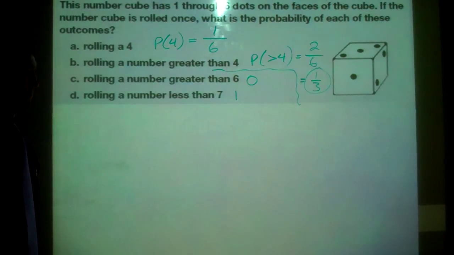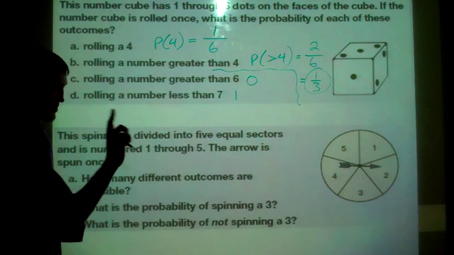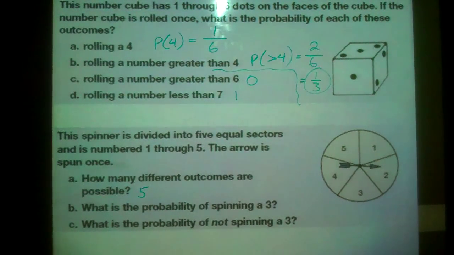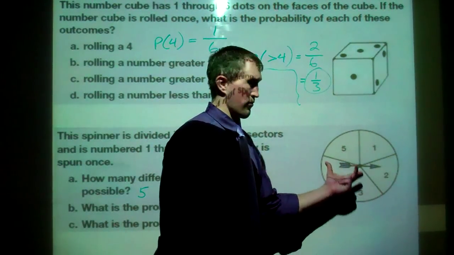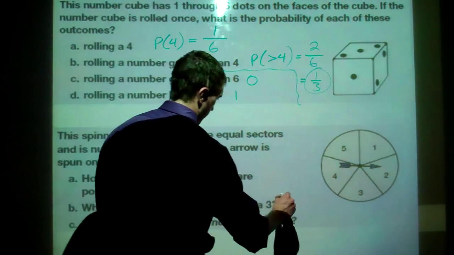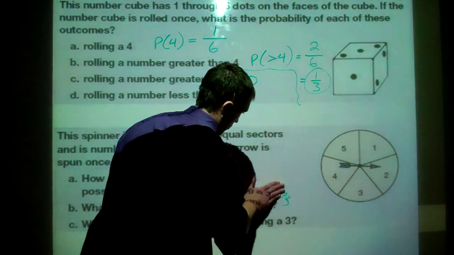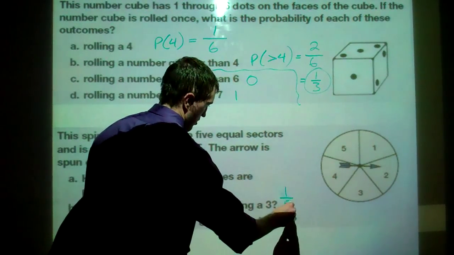And we'll look at our next one here. This spinner is divided into 5 equal sectors and is numbered 1 through 5. And the arrow is spun once. Well first, letter A. How many different outcomes are possible? Well, it's only spun once, you can get 1 through 5, so there are 5 possible outcomes. Letter B. What is the probability of spinning a 3? There's only 1 three on here, and it's out of 5 total, so that would be 1 out of 5.